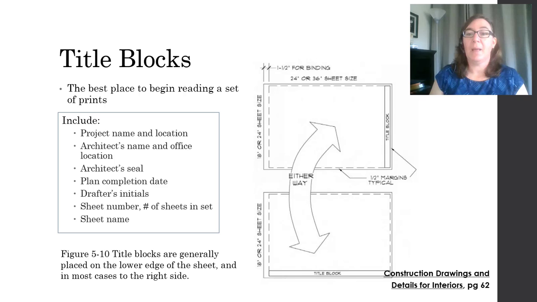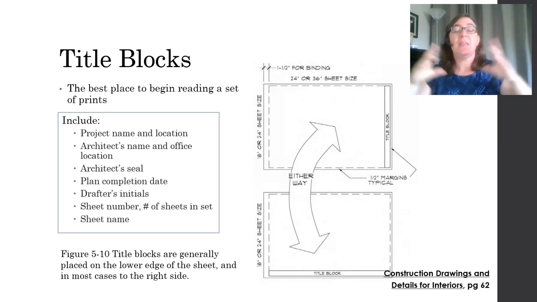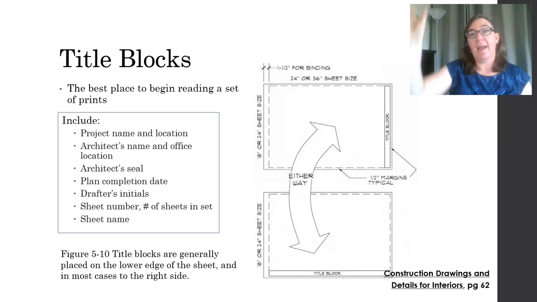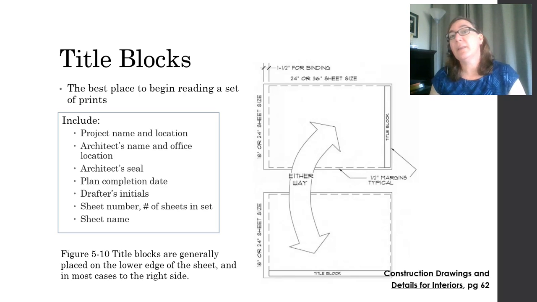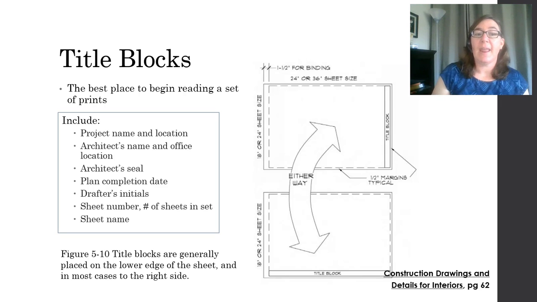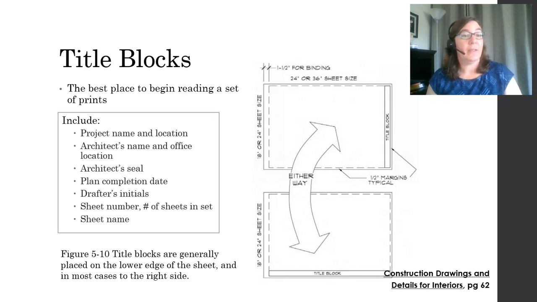Talking about those title blocks, it's fairly standard with the larger architectural sheets to have the title block down the right-hand side. Some people put it along the bottom, especially if you're using some of the smaller sheet sizes. Title blocks are going to be your best place to begin reading a set of prints. They hold a lot of basic information, project name, location, architect's name, location, etc.